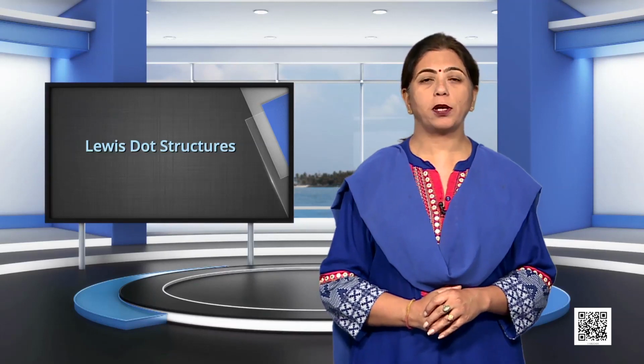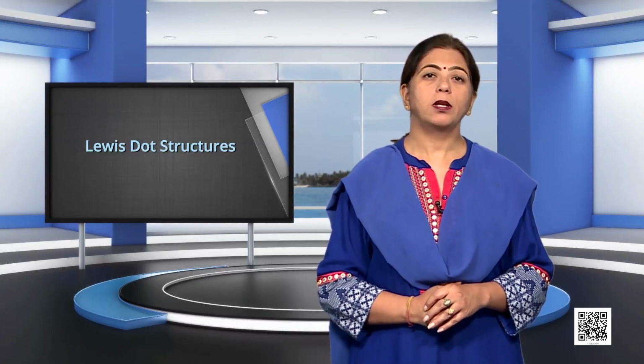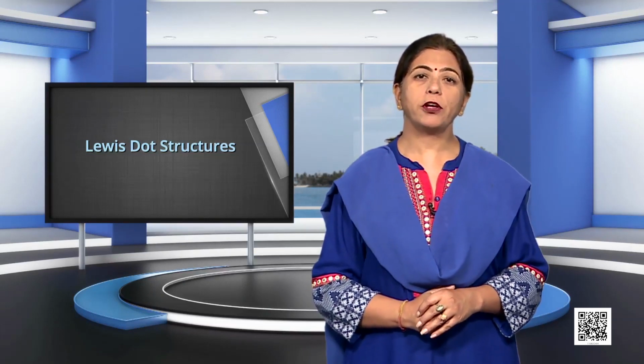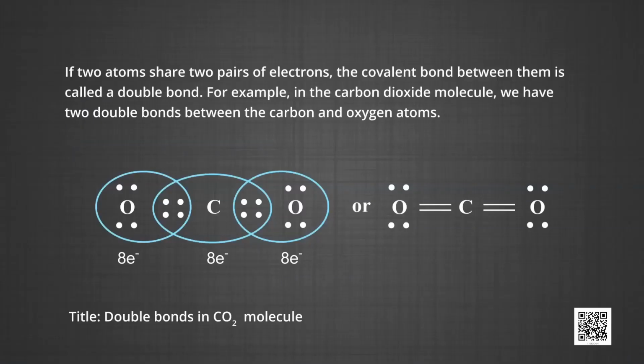Thus, when 2 atoms share 1 electron pair, they are said to be joined by a single covalent bond. In many compounds, we have multiple bonds between the atoms. The formation of multiple bonds emphasizes sharing of more than one electron pair between two atoms. If two atoms share two pairs of electrons, the covalent bond between them is called a double bond. For example, in the carbon dioxide molecule, we have two double bonds between the carbon and oxygen atoms. Double bonds in carbon dioxide molecules you can see in the figure.